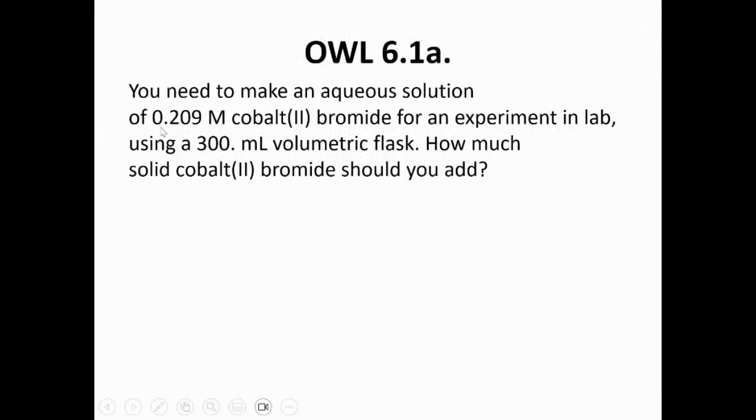We have a solution that has a molarity of 0.209 moles per liter. Again, when you see that capital M, it means moles per liter of cobalt II bromide. So the cobalt, Roman numeral 2, means cobalt has a +2 charge. We need to be able to write the formula, obviously, to do this problem.